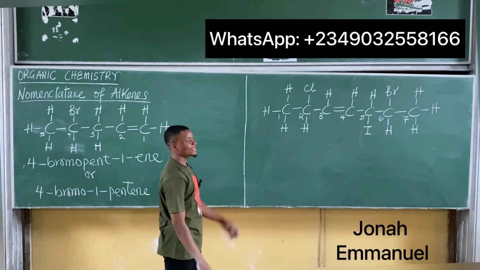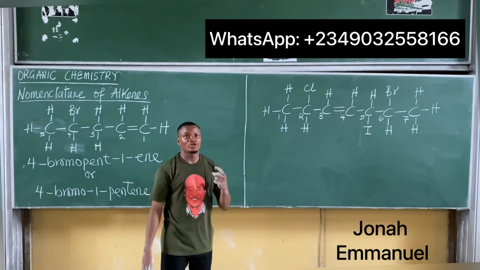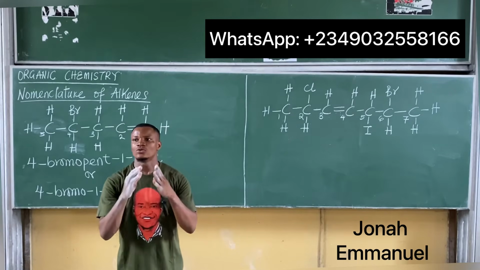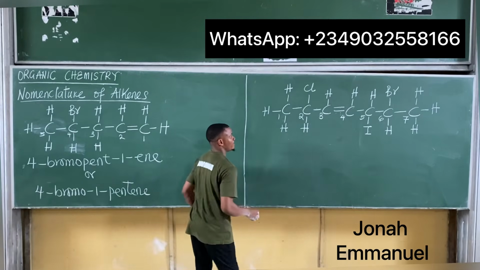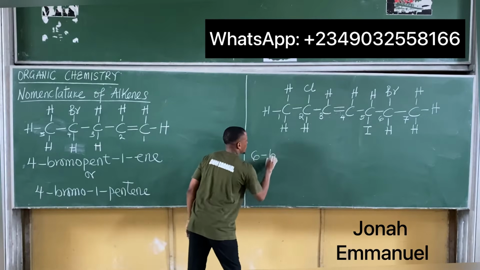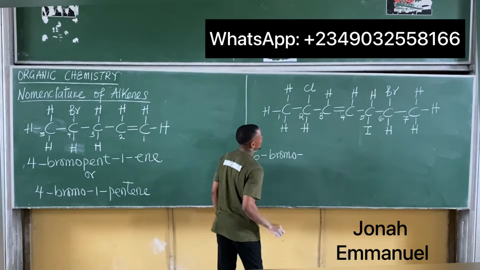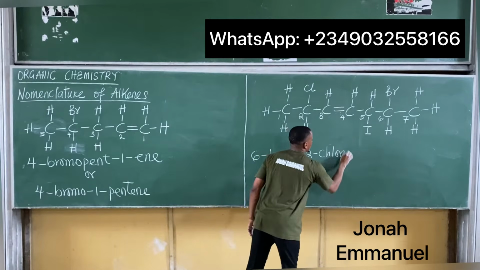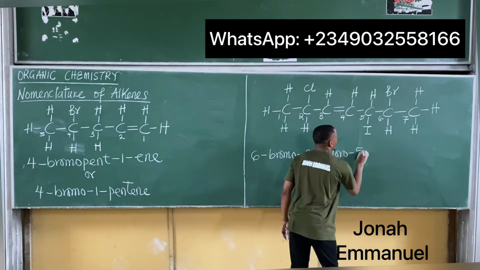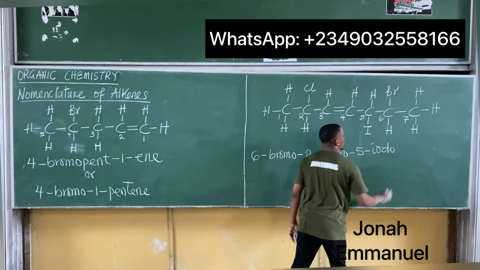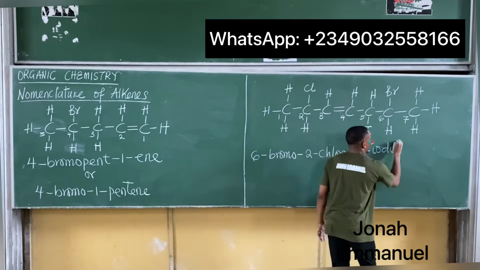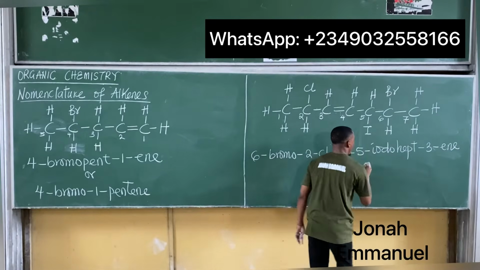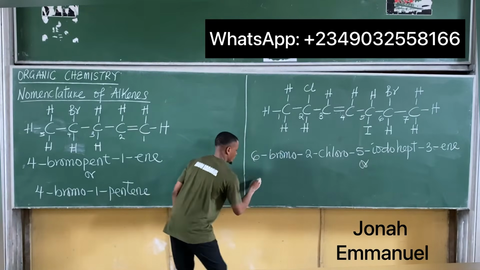Having said that, what next? My substituents here: bromine, chlorine, iodine. I will take them according to alphabetical order. So B first. That becomes what there? 6 bromo, 2 chloro, 5 iodo, 7 is hept. 3 ene, or what's that?